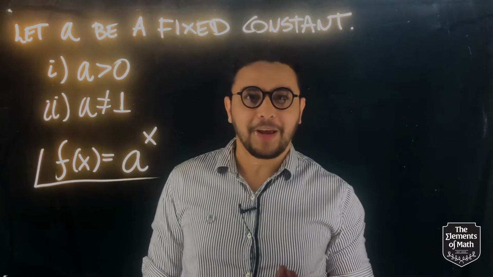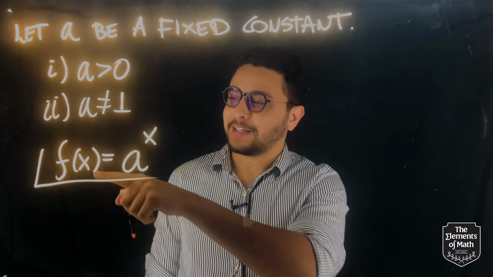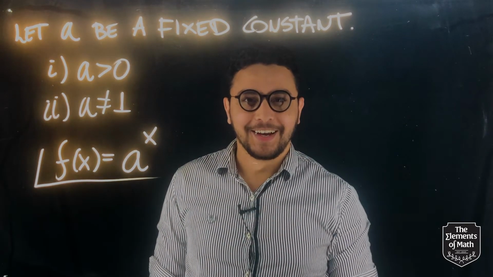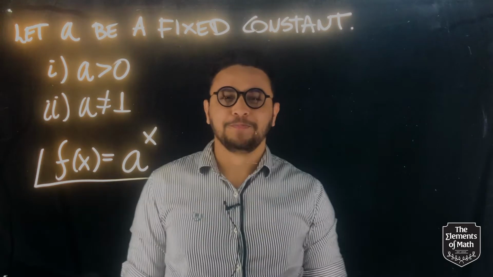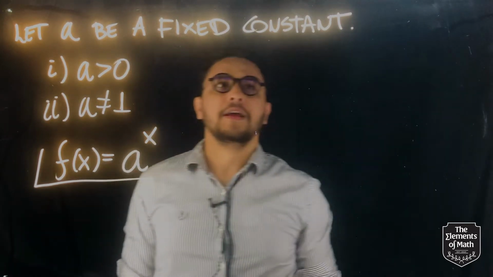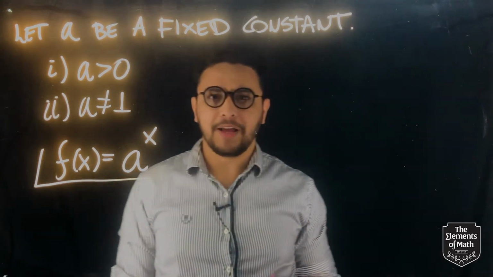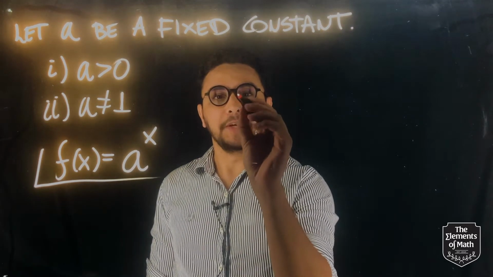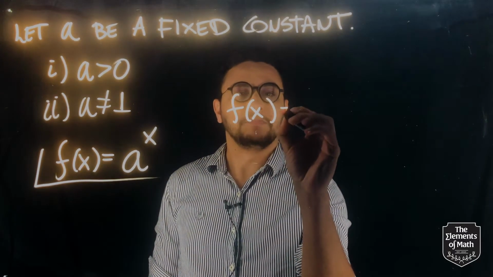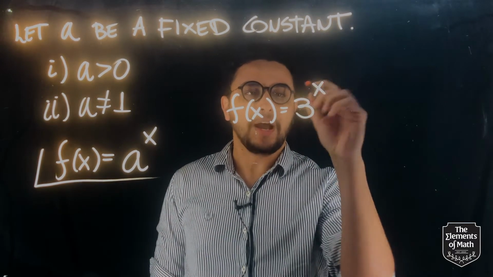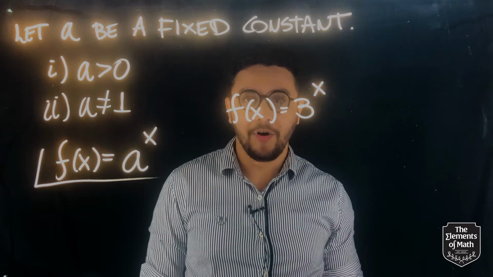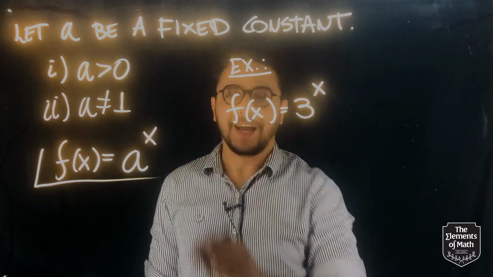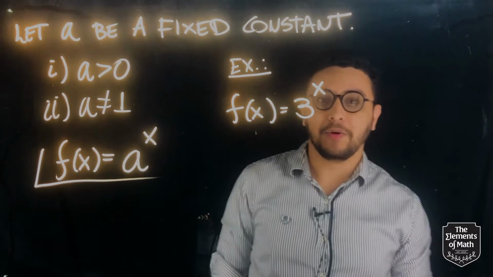So why is the name exponential function? Because our variable here is in the exponent. Great. So I'm going to ask you, tell me one constant greater than 0 and different than 1. Okay, maybe 3. So you're saying f of x equals 3 to the power x. It is one example of an exponential function. So that's your first example. You can tell me another one.